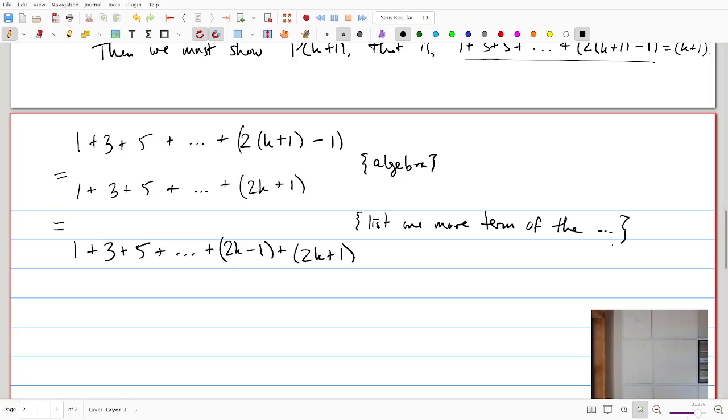Does this make sense? I want to make sure everyone gets this, because you look at that and it looks like, where did that extra term come from? Why did you put an extra thing there? I'm not putting an extra thing in. It's already there. I'm just choosing to write it explicitly instead of just leaving it inside the dot, dot, dot.